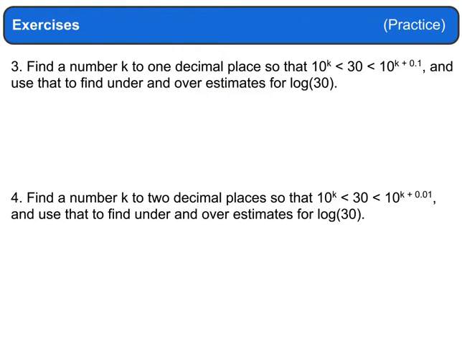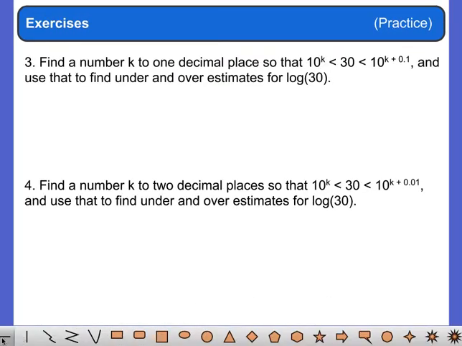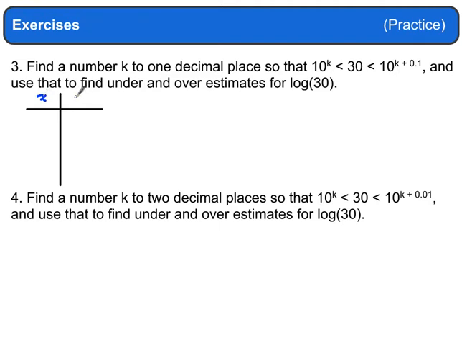It says find a number k to one decimal place so that 10 to the k power is close to 30, and use that to find an over and under estimate for that value, getting one place to the decimal. Basically, they're asking us to consider drawing a little table of values to help us organize. We're going to choose some x values right here, and we're just going to raise 10 to the x power.